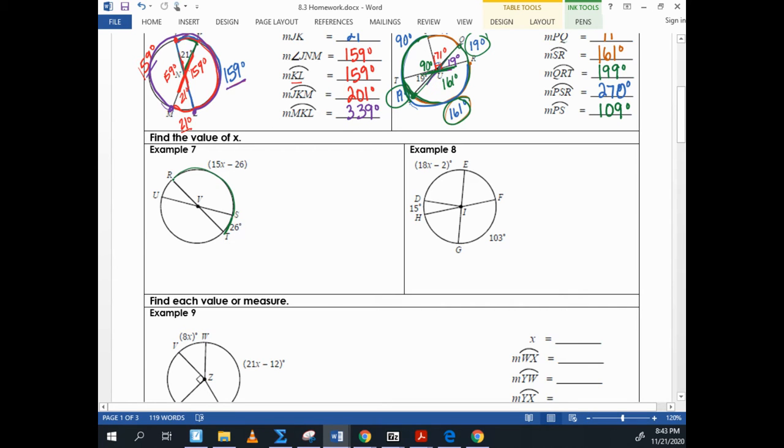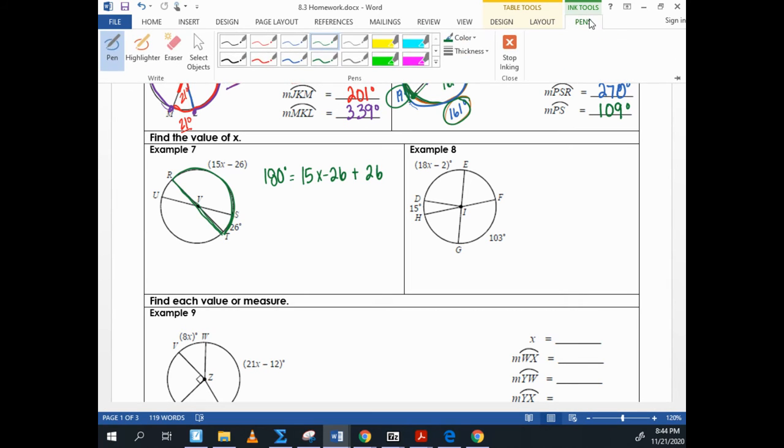Now, notice one thing, look at right here, I've got a diameter. Okay, that goes straight through the center of that circle. That means that this is a semicircle. This is exactly halfway around the circle. We know the measure of that is 180 degrees. So we're going to be able to say that that 180 degrees is just going to equal that first arc, this 15x minus 26, added to that second arc measure, 26 degrees right there.